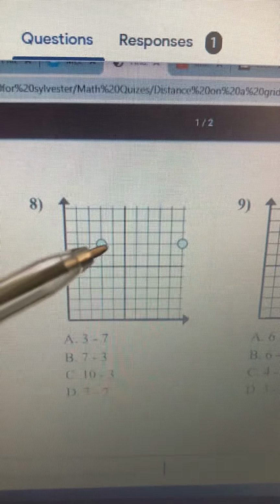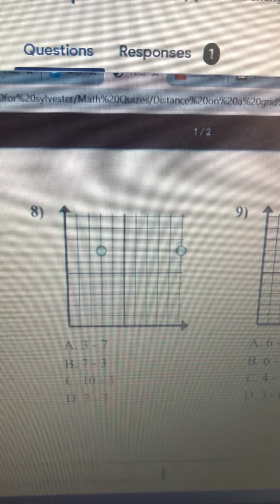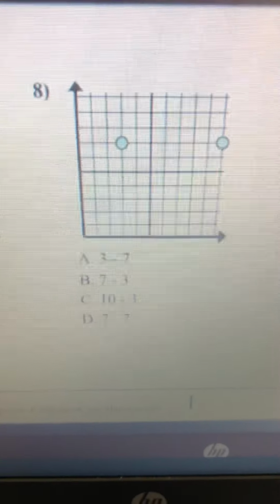Number 8. Count how many? 1, 2, 3, 4, 5, 6, 7. All right. Which one best represents that?